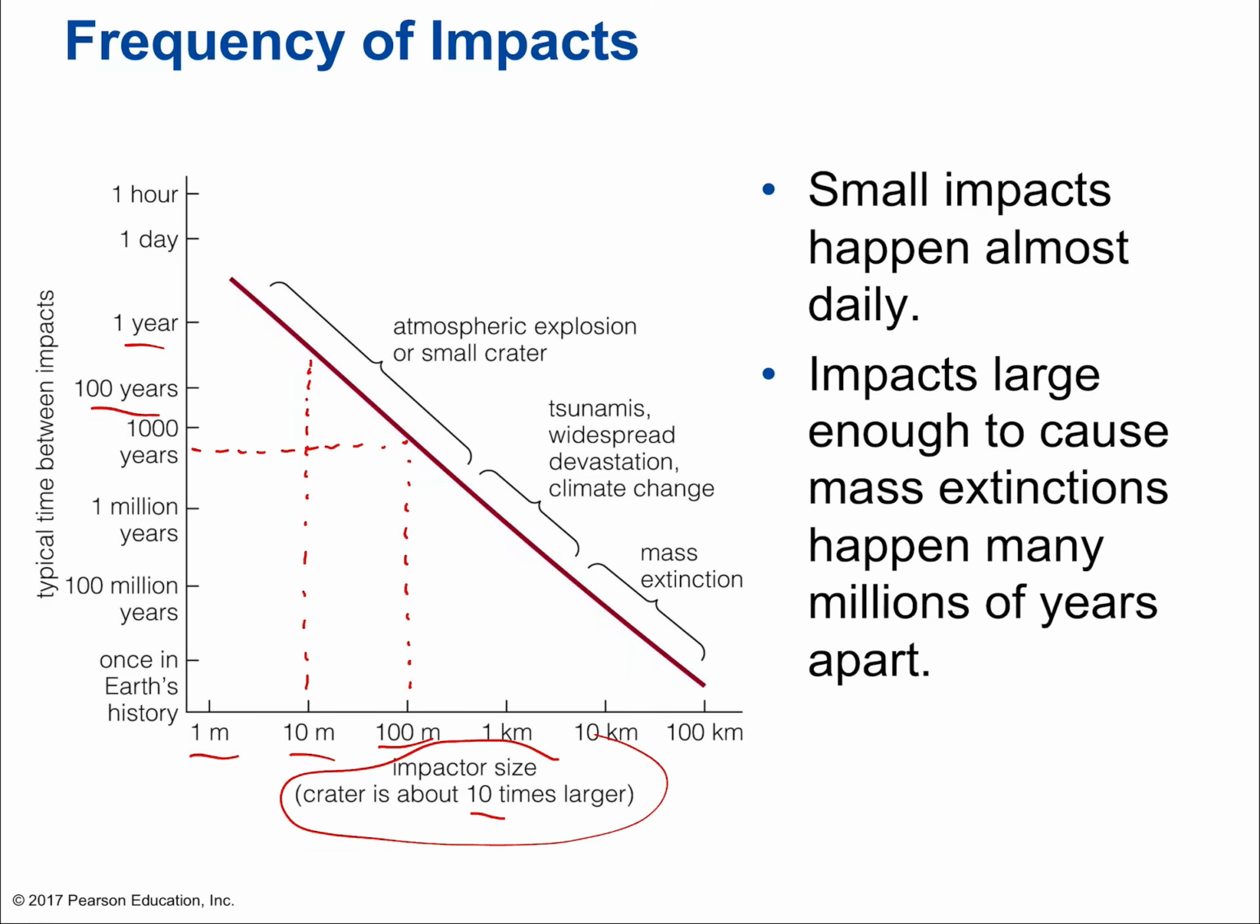Notice this is a big difference, right? 1,000,000 and 1,000, that's a huge difference. That's 3 orders of magnitude. And so having a crater that size is much less likely.